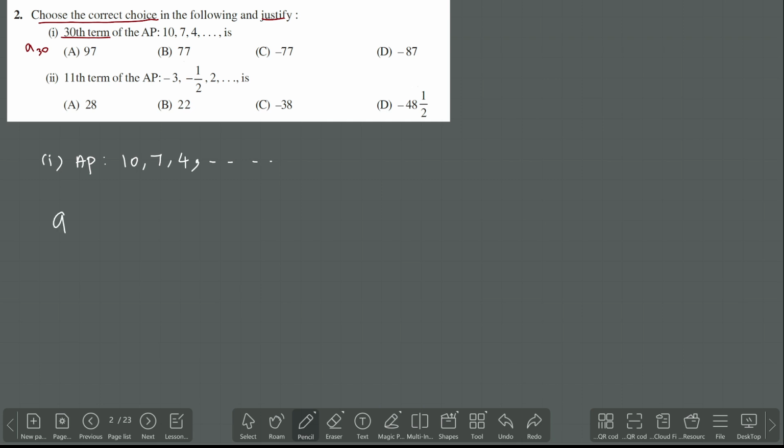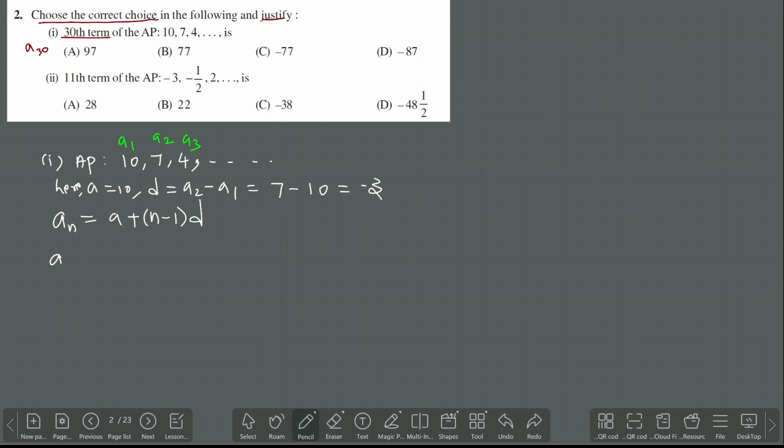Here we want to find the 30th term. So A30 equal to what is the formula I know? A plus 29D. A30 means one number less for D. Or if you're not aware of that, write the formula. What is the AN formula? AN equal to A plus N minus 1 into D. And here A value is 10. D value in the sense A2 minus A1. A1 is 10, A2 is 7. So D is 7 minus 10, equal to minus 3.